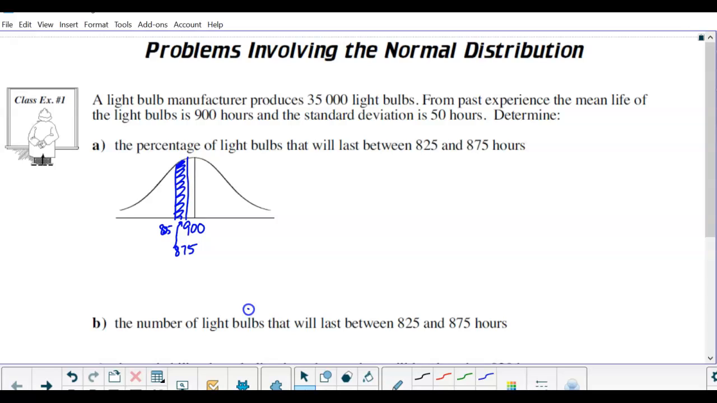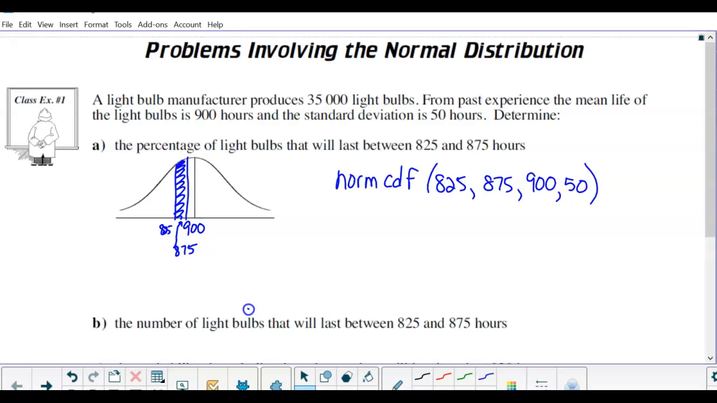We're looking for the percentage. Our calculator will give us the probability, a number less than 1, so we multiply by 100. In this case, normal CDF, and then our lower boundary is 825, upper is 875. Notice how I'm not converting these to z-scores. If I'm not converting them to z-scores, then I have to use the actual mean and the actual standard deviation.